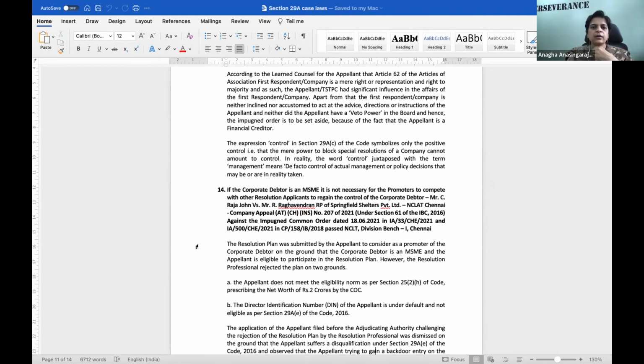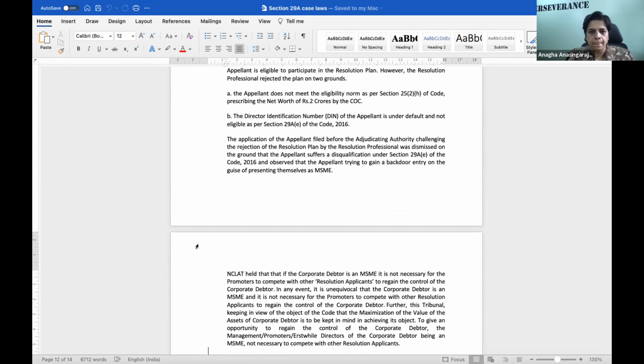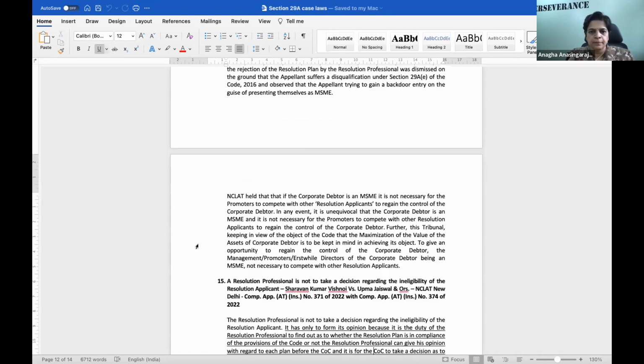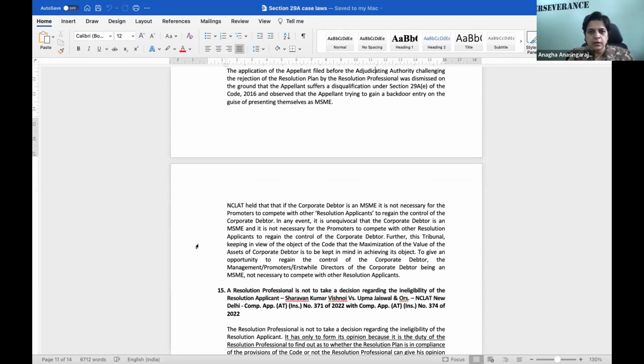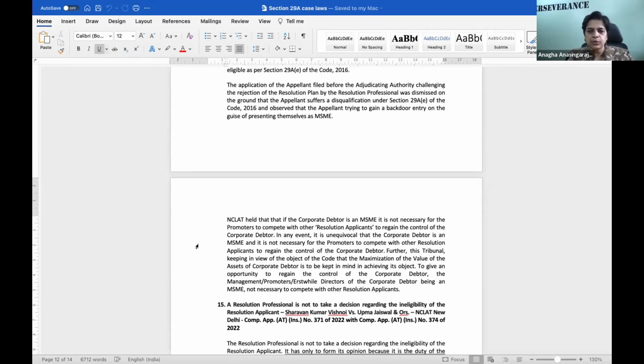Then the 14th one: if the corporate debtor is an MSME, it is not necessary for the promoters to compete with other resolution applicants to regain control. Whereby those two clauses were held to be not applicable under 29A to the MSMEs, so that the MSMEs get one more chance to take back the company by filing a resolution plan. So the NCLT had held that the resolution plan was dismissed. I mean, they were held to be ineligible, but in the appeal, it was held that though being an MSME, the CD need not compete with the other resolution applicants and is eligible to bid for its own company.